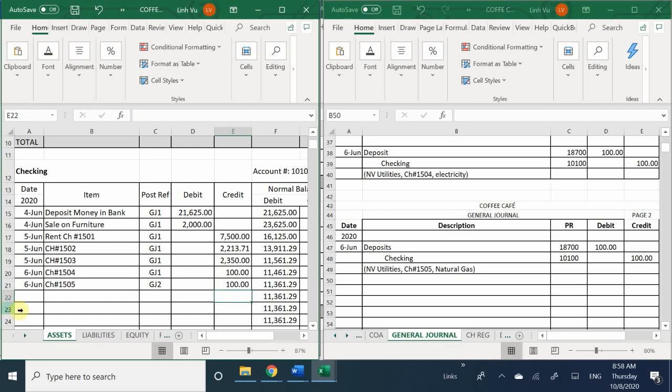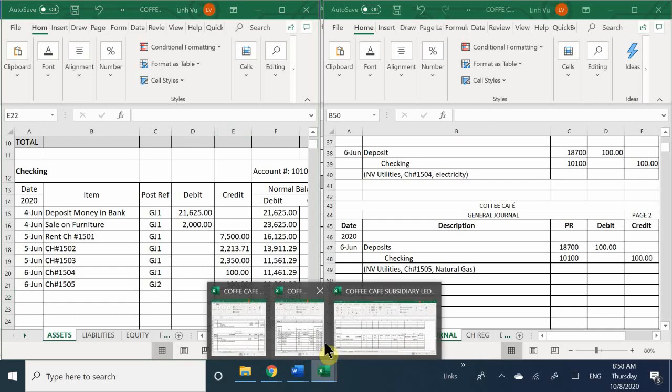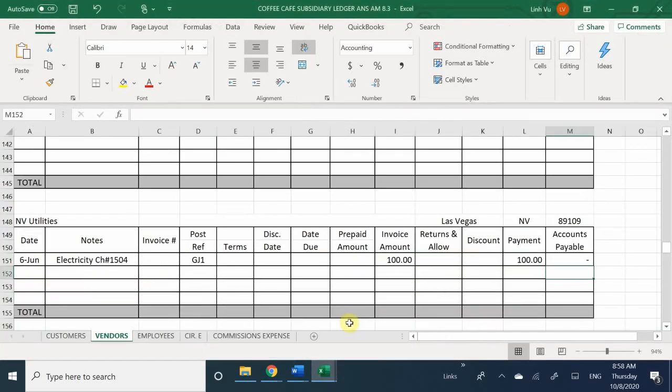All right. Now that we updated the journal, and we updated the ledger, now what? We have to go to the subsidiary. That's correct. Since I dealt with this same exact vendor previously, here it is. So again, I'm going to be entering what happened on the 6th.